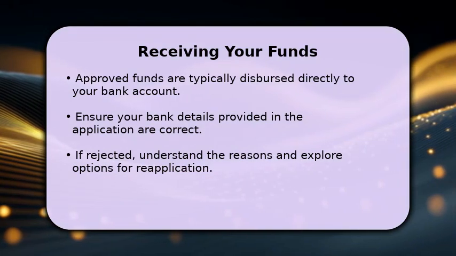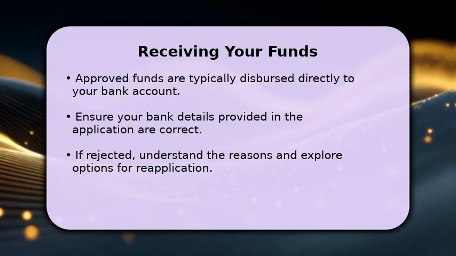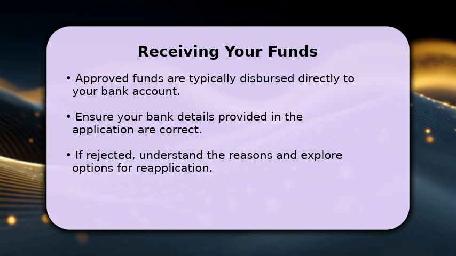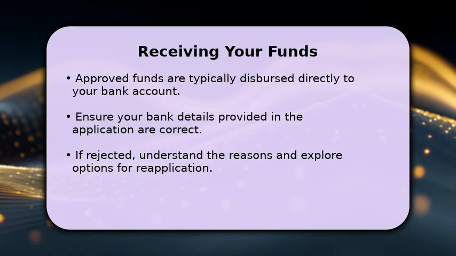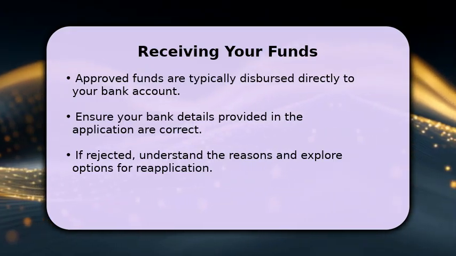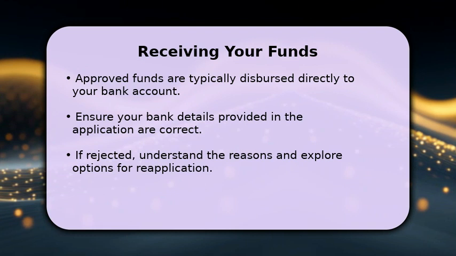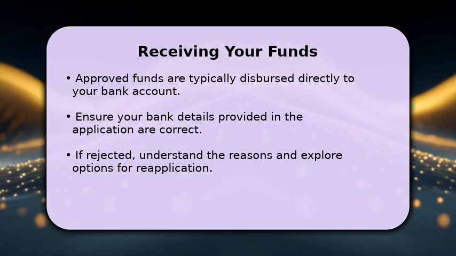If your application is approved, the 5,000 rupees will typically be disbursed directly into the bank account you provided. It is vital to ensure your bank details are absolutely correct to avoid any delays. In case of a rejection, carefully review the reasons provided and consider if you can reapply with corrected information or explore other available assistance programs.